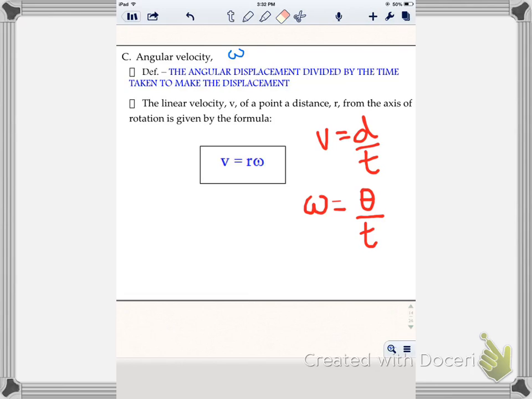You can relate the linear velocity, which is the normal one that we've done before, a distance r from the center, which is going to be your radius, and relate it to the spinning angular velocity by the formula v equals r omega.